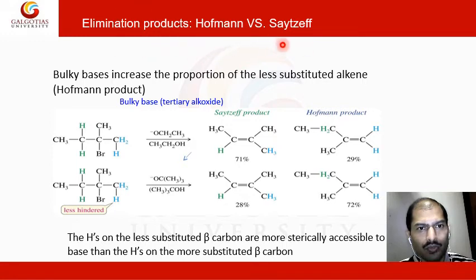So in elimination, two products are very important, Hofmann versus Saytzeff. As we saw earlier, the Saytzeff product was the more predominant. But here, bulky bases increase the proportion of the less substituted alkene. You can see by these reactions, with a bulky base like tertiary alkoxide, the Hofmann product is more compared to the Saytzeff product. In this way, different products are formed during this kind of reaction.